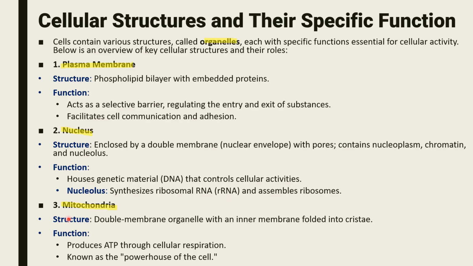The third one is mitochondria. It is a double-membrane organelle with an inner membrane folded into cristae. Its main function is that it produces ATP through cellular respiration. It is also known as the powerhouse of the cell because most of the energy of the cell is produced in the mitochondria.